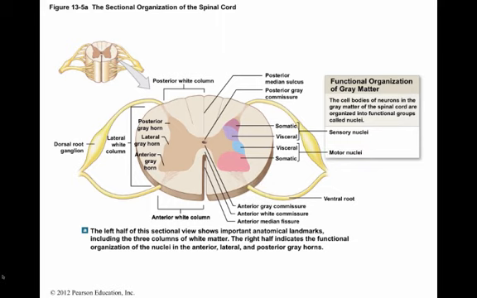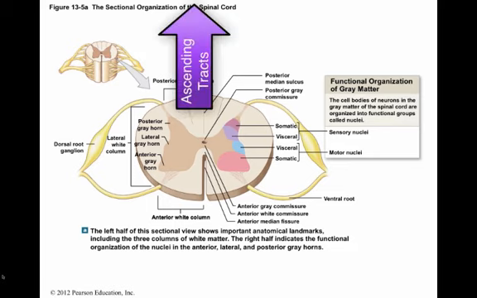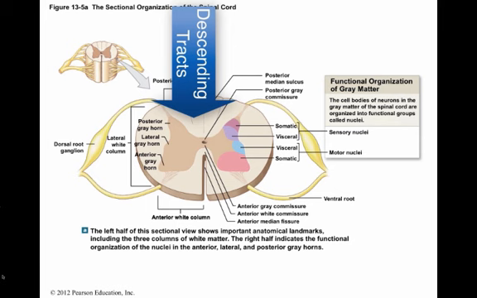The white matter on each side of the spinal cord can be divided into three regions called columns. These are the posterior white columns, the anterior white columns, and the lateral white columns. The anterior white columns are connected by the anterior white commissure. Each column contains tracts whose axons share functional and structural characteristics. Ascending tracts carry sensory information toward the brain, and descending tracts carry motor commands to the spinal cord.